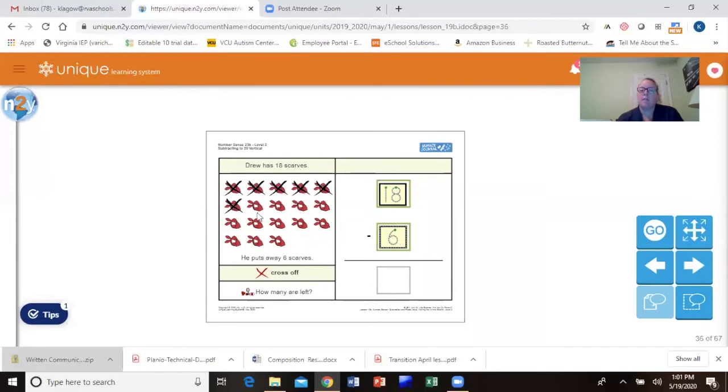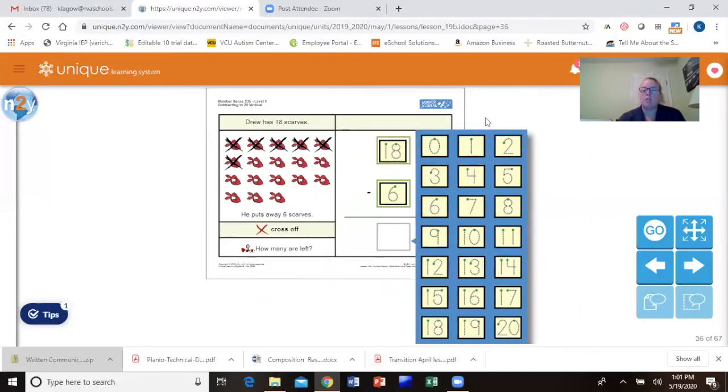So, he had 18 scarves and he put away 6. How many does he have left over? Let's count. Ready? 1, 2, 3, 4, 5, 6, 7, 8, 9, 10, 11, 12. If you can find the number 12, point to it.